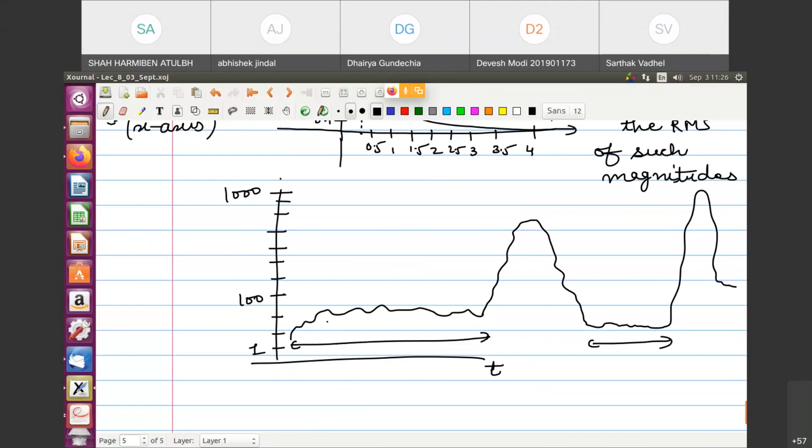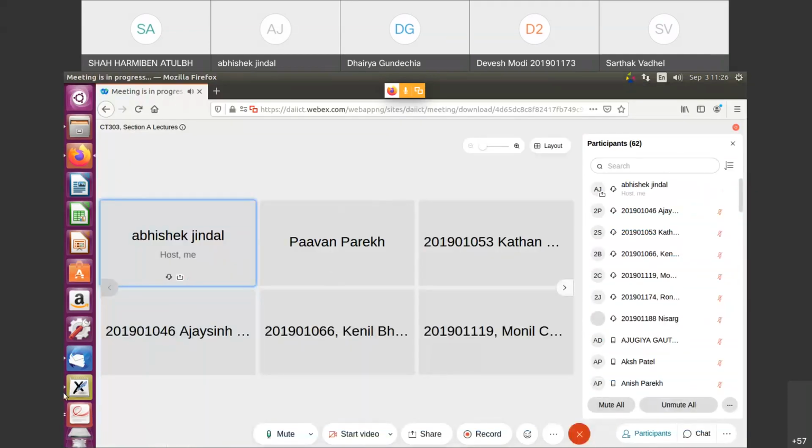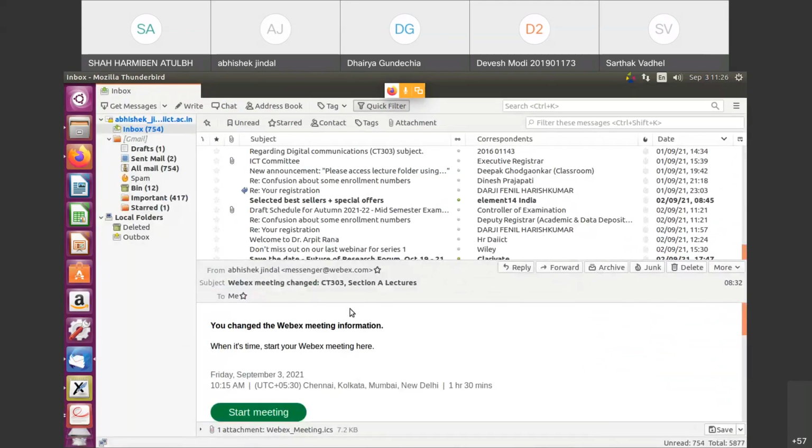Okay. So the solution is that if most of the time the levels are low, we should have more quantization levels here than for the higher values, because we know that higher values are very limited in time. It means they will be present only for a very small time. So this is our motivation for studying non-uniform quantization. Okay.